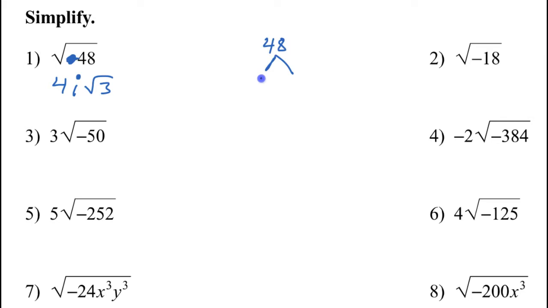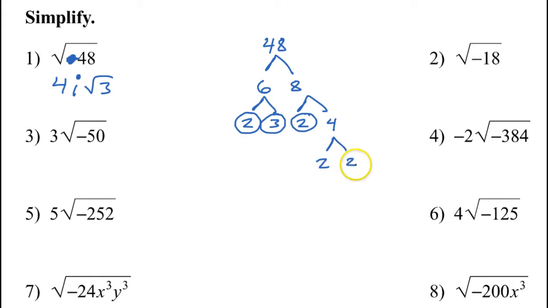When I look at 48, the first thing that pops into my head is 6 times 8. 6 times 8 is 48. Both of these can factor further. 6 is 2 times 3. These are both prime numbers, so I'm going to go ahead and circle those. That's the end of those branches. 8 is 2 times 4. Okay, 2 is a prime number. And then 4 is 2 times 2. Prime numbers.